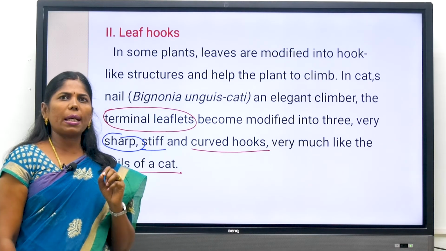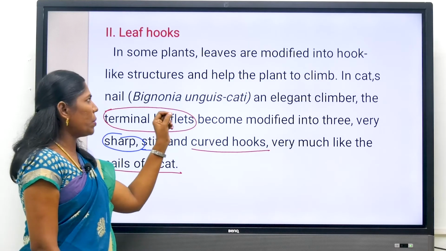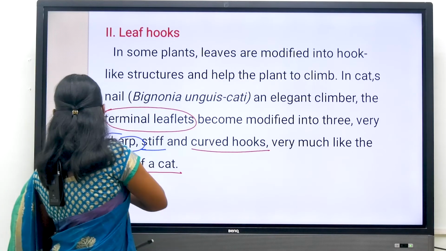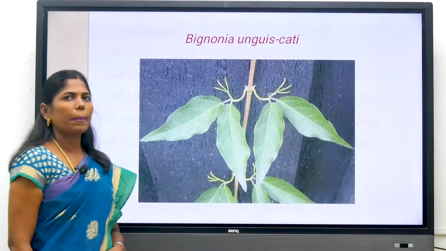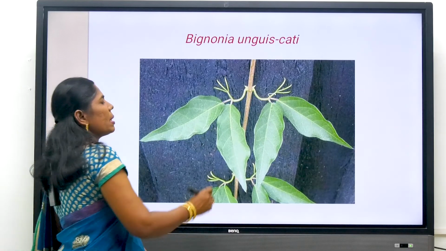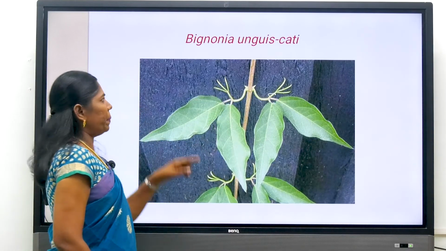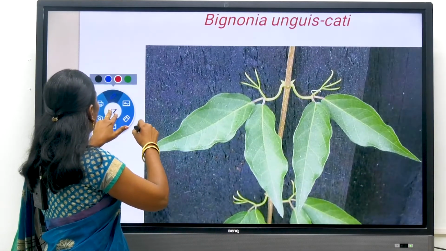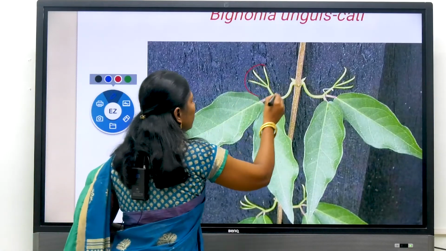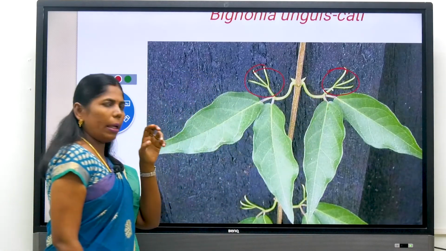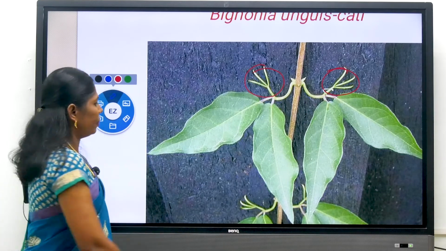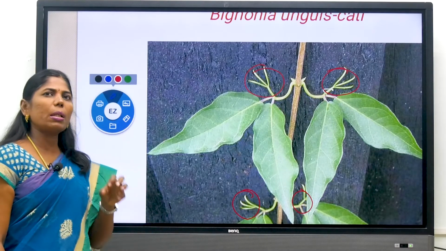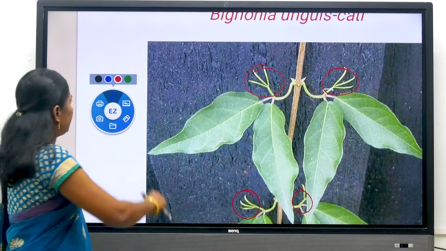So for the leaf hook, the best example is here, that is Bignonia unguis-cati, which resembles, is similar to the nails of a cat. See the structure, that is sharp, okay, curved and stiff. This is sharp, curved, and the tip region is your hook. So this is your hook, okay. It looks like the nails of a cat. So which part is modified into a hook? That is, your terminal leaflets are modified into hooks.